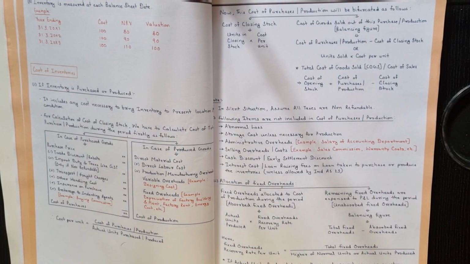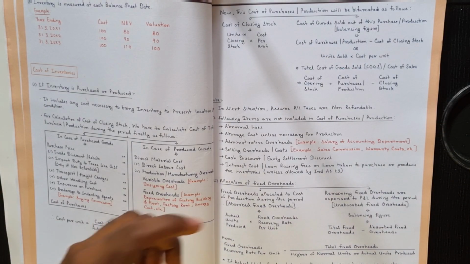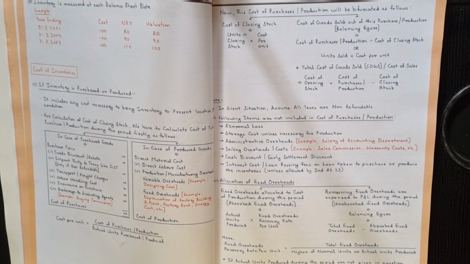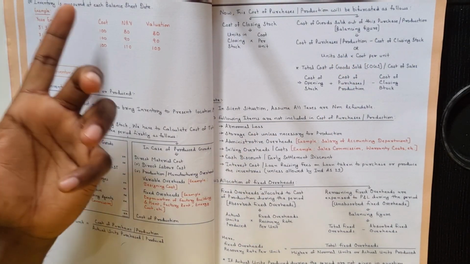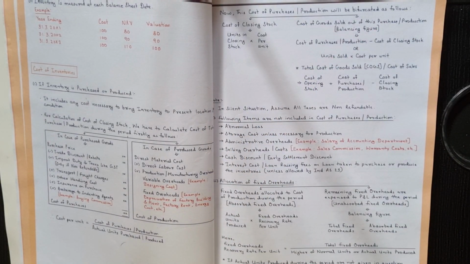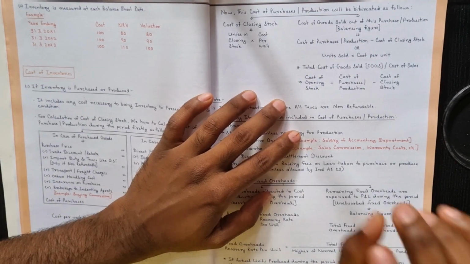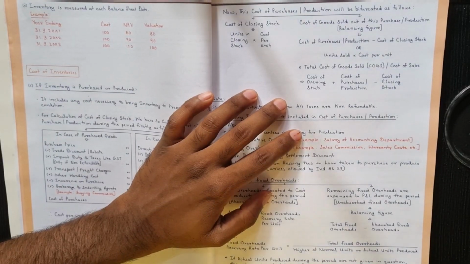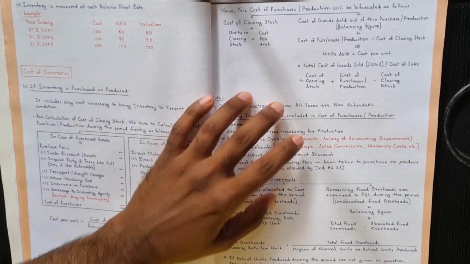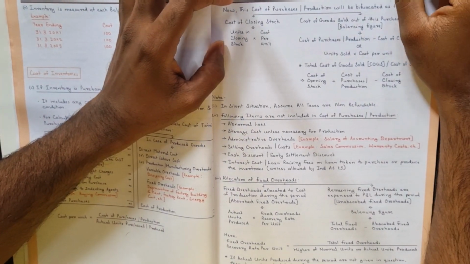On the next step, or the next method, is units sold into cost per unit. Means what? The number of units sold is 800 into your cost per unit. This way you can find out. So what is the total cost of goods sold, or cost of sales?